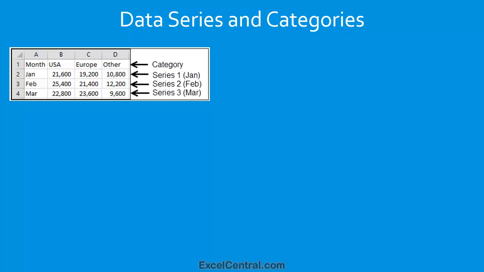Excel interprets this data as having three data series, that's January, February and March. In this example, each data series has three values. For example, the January data series has the three values 21,600, 19,200 and 10,800.